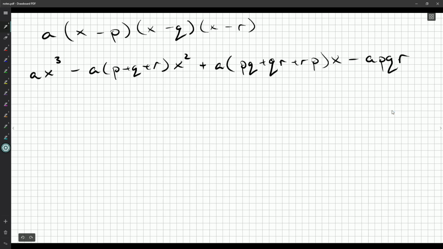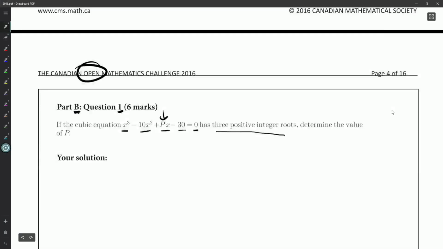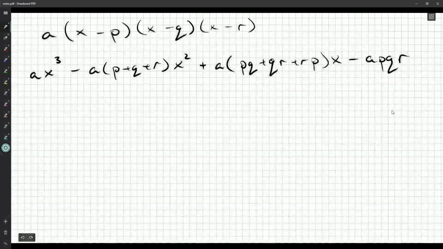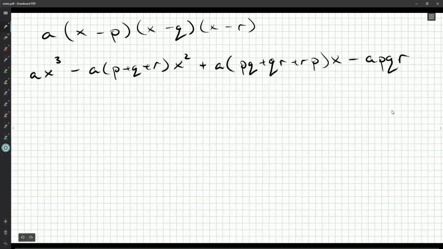Now, this is what a general cubic looks like. We're not making any assumptions. We even have our leading coefficient here, although if you check the question, you'll notice that that's going to be a 1. But these p, q, and r could be real numbers, complex numbers, or anything. Now, we are told in the question that we've got integer roots. I think they said distinct. No, they didn't say distinct. They just said three positive integer roots. Okay, so we know p, q, and r are integers.